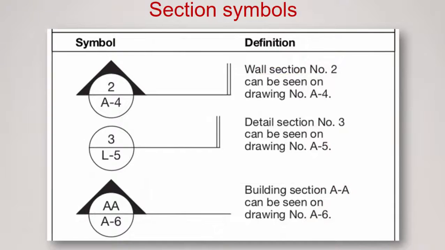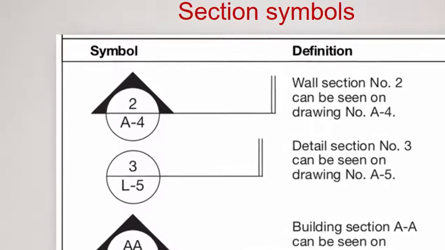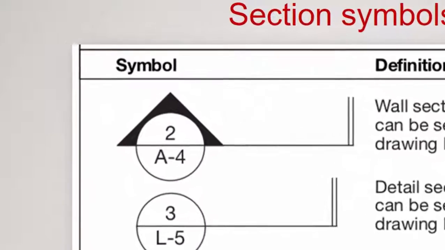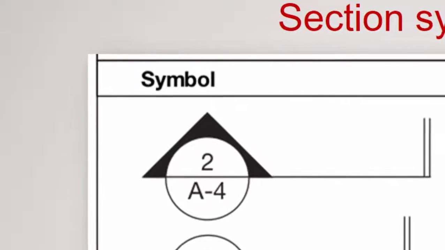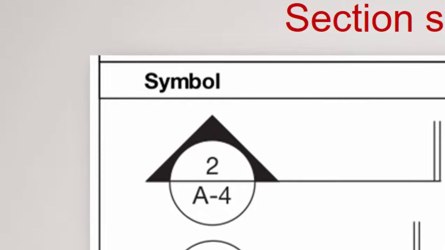Section symbols. As we discussed earlier in the video, we saw where the building had a section right through the staircase. On the floor plan, it would designate symbols like this to tell us exactly where that section was cut. So the symbol that you see there with the circle, the line through it, and the triangle shape above it, we can see that that would be wall section number 2, and we can find that section detail on page A4.